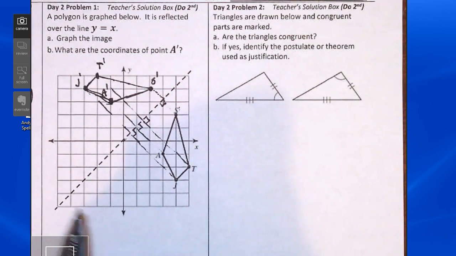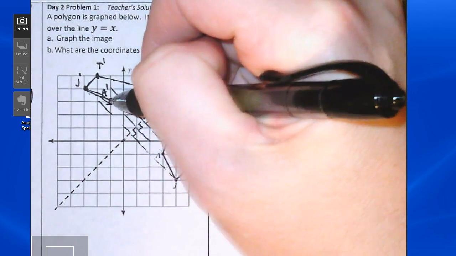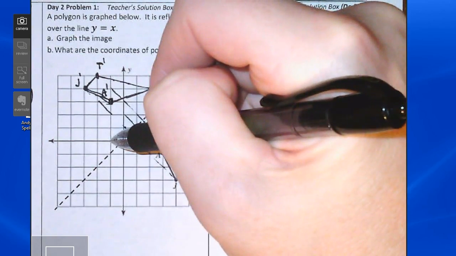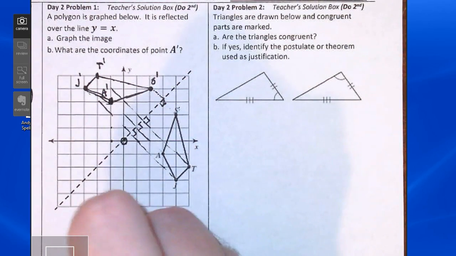Now we're also asked, what are the coordinates of point A prime? Point A prime is located right there. Here in the center is the origin. So it's 1 to the left and then 3 up. So that is -1, 3.